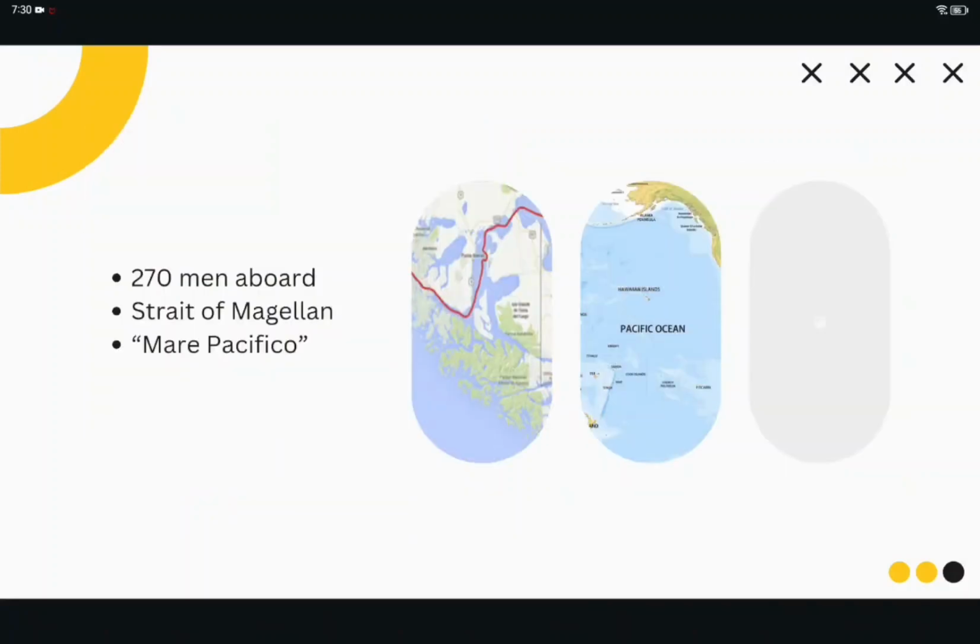Okay, and then the voyage started. There were 270 men aboard the Armada de Moluccas, and then only 18 successfully returned to Spain.